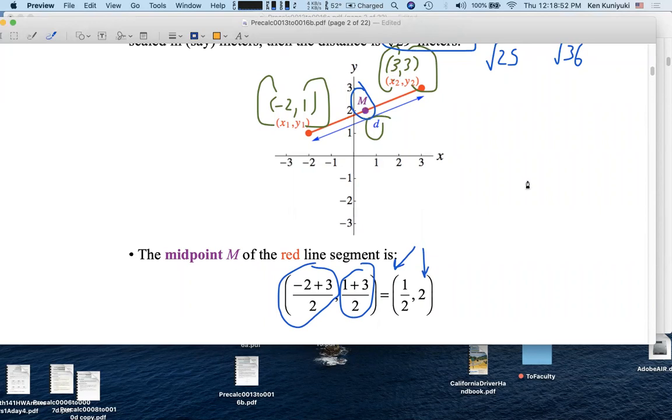Next up, we're going to talk about graphs of equations and circles.